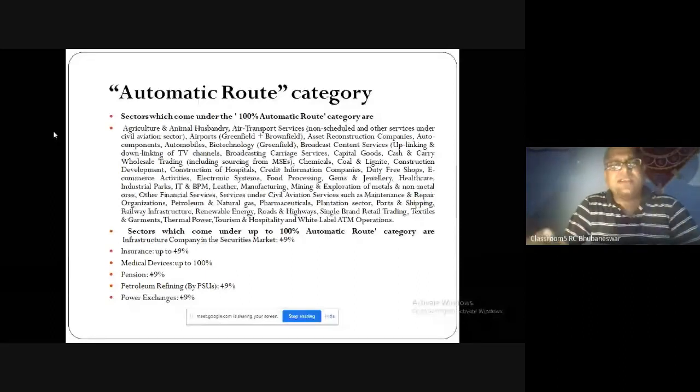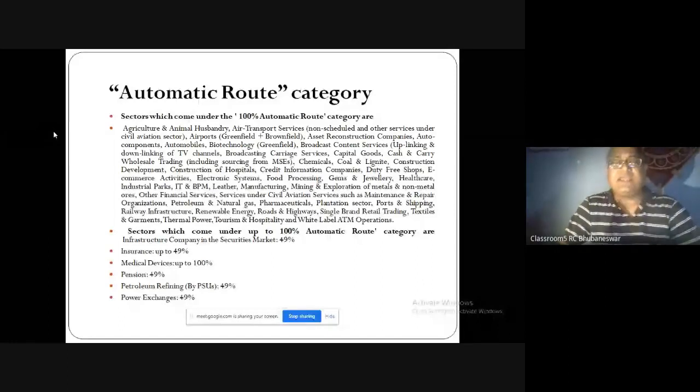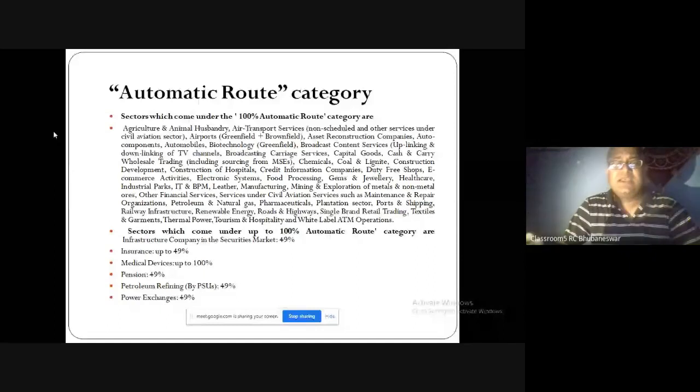In the 100% automatic route category, it means things like TV channels and broadcasting. You see, there are several types of TV channels or broadcast contents we are viewing. It also means the construction of any hospital or any type of IT parks, mining and exploration, some other financial services, civil aviation services, repair organizations, petroleum and natural gas, white label ATM operation, thermal power, and single brand retail trading, through which the 100% automatic route category can be initiated in India.